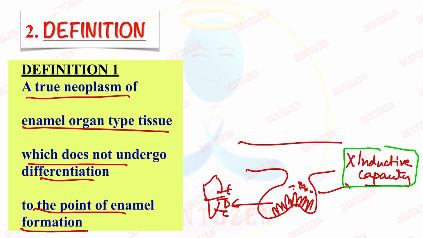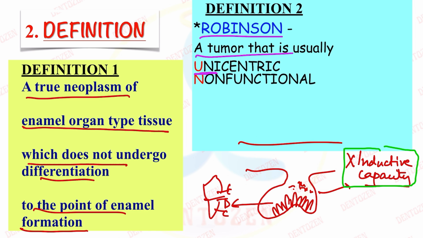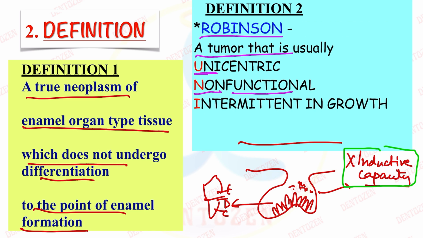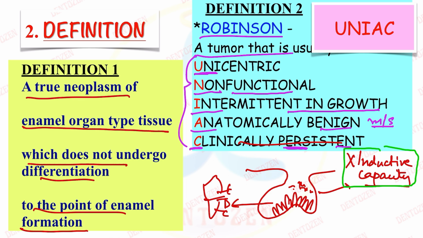Now for your viva, your examiner may keep on insisting, tell me the second definition. So this second definition, which was given by Robinson, says that it is a tumor that is usually unicentric. Uni means single center. Non-functional, cells are not functioning properly. Intermittent in growth, that is, it will not grow continuously. It will grow, will stop, will grow again. Anatomically benign, that is, microscopically if we look at the cells, they will not show atypical features. And clinically persistent, clinically the tumor will be there. So it is UNIAC, that is unicentric, non-functional, intermittent in growth, anatomically benign and clinically persistent. Now one important thing that you have to remember here is that U in UNIAC is not unicystic, it is unicentric. So don't make that mistake. Please remember that for your viva.